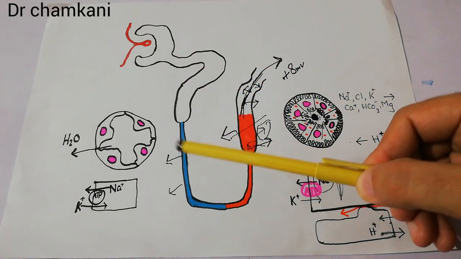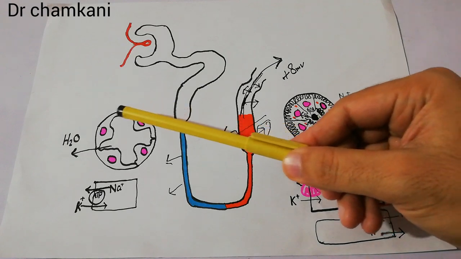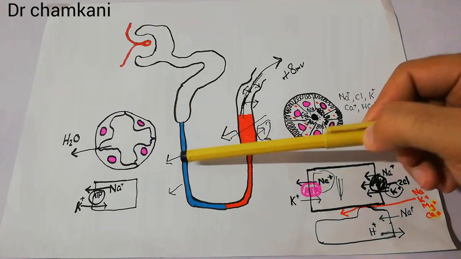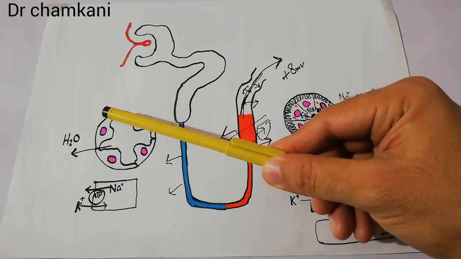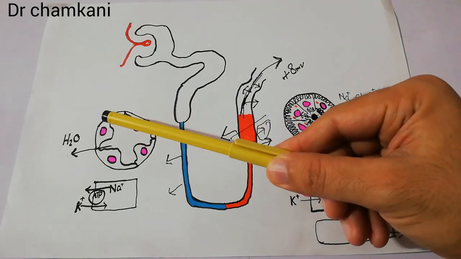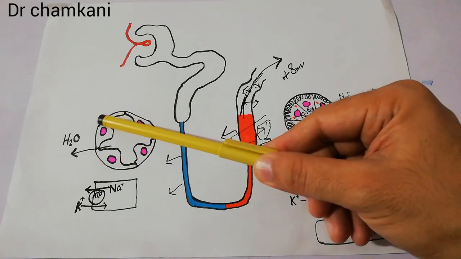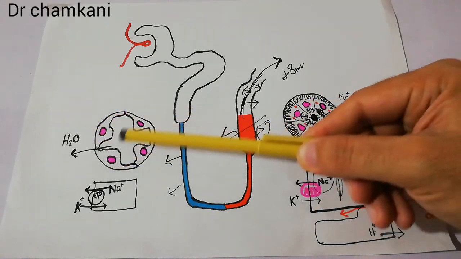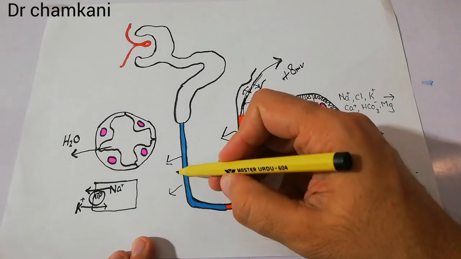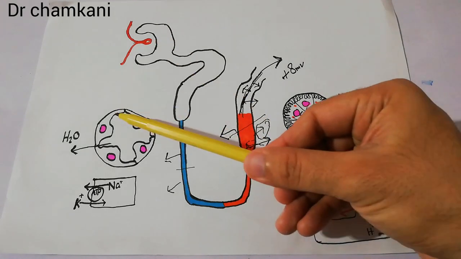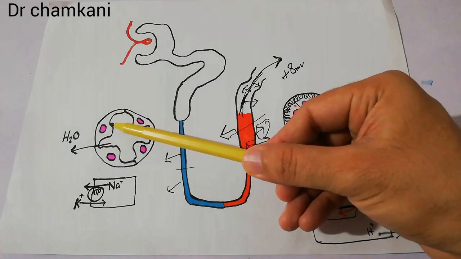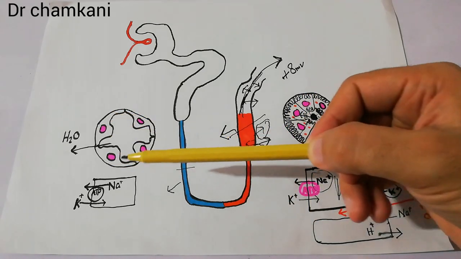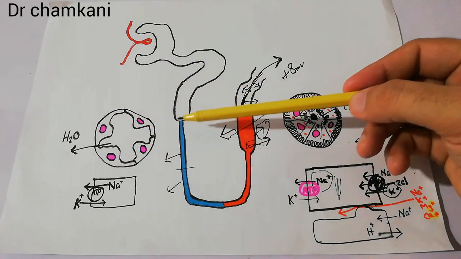The thin segments of both the descending and the ascending parts have thin epithelial cells. This diagram is basically a cut section of the thin segment. It is a cut over here. So they have thin epithelial cells. These cells have no brush border. These cells have no mitochondria, and there is less metabolic activity. So these are the thin segments.